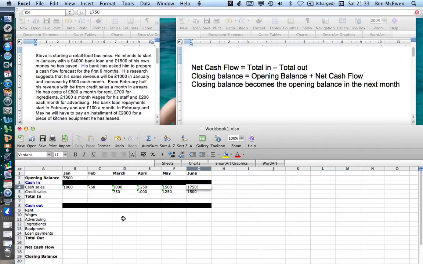The other half of June's sales will be paid in July, but because we are worried about his cash position here, we don't take it into account. We can then go through and do all of these totals. And that gives us the total amount of cash that's coming into the business for each of the first 6 months for Steve's business.